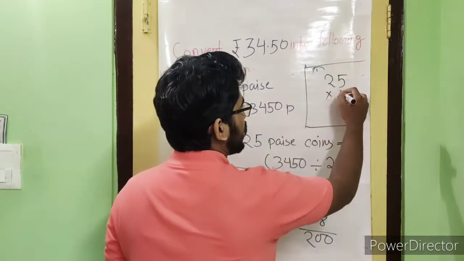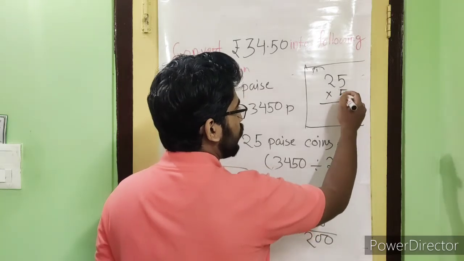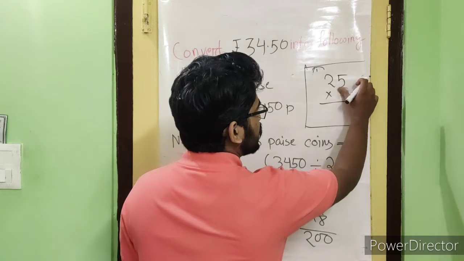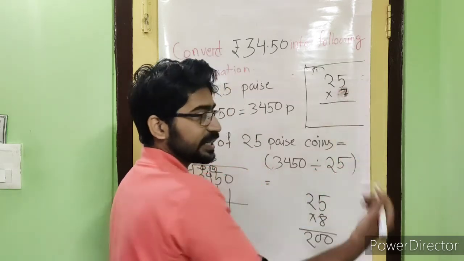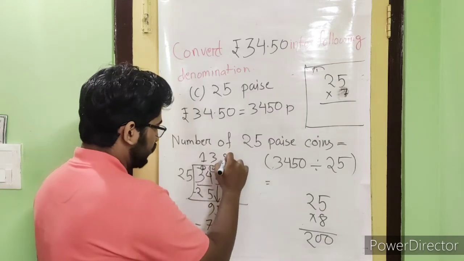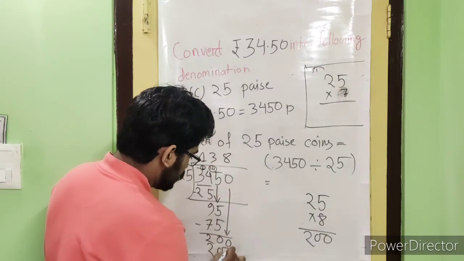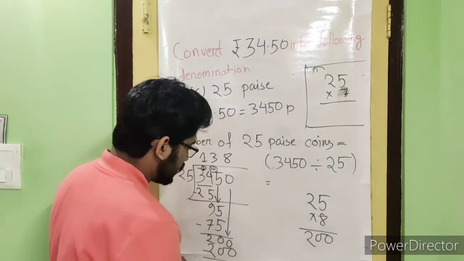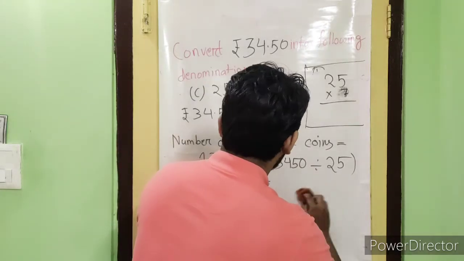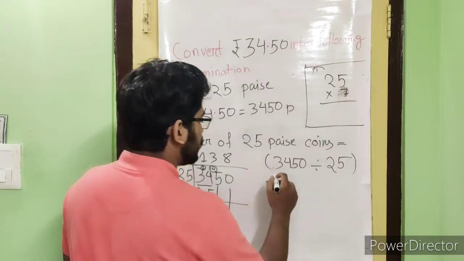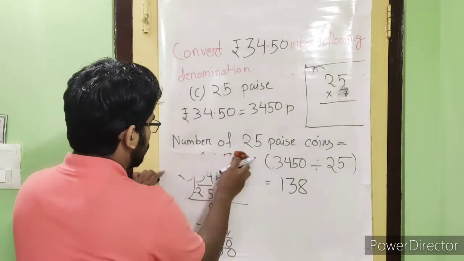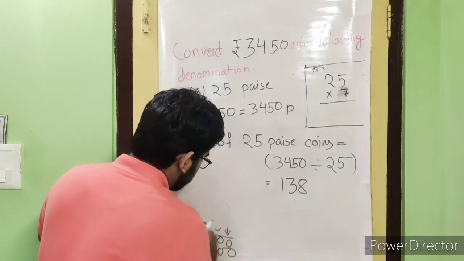That means check 25 multiplied by 5 how much, and after that 25 multiplied by 6 how much, and after that 7. It will take time, but it is okay. So 25 8s are 200, and the maths ends here. So how many 25 paise coins are there? 138 25 paise coins are there.